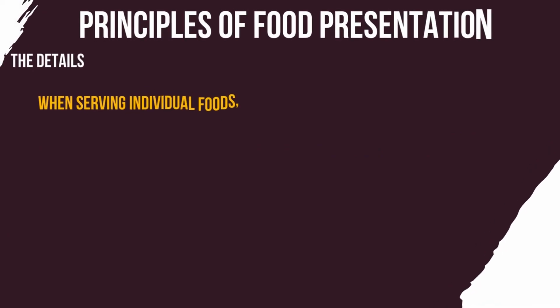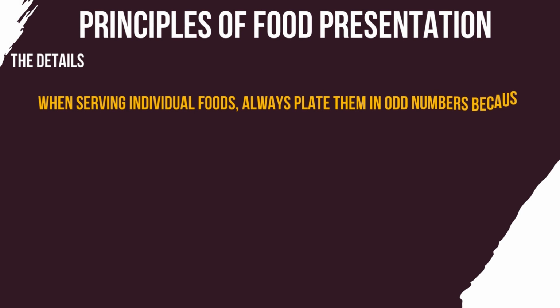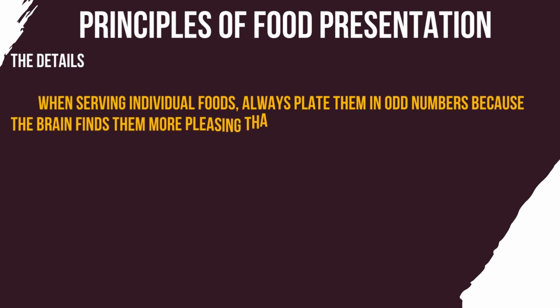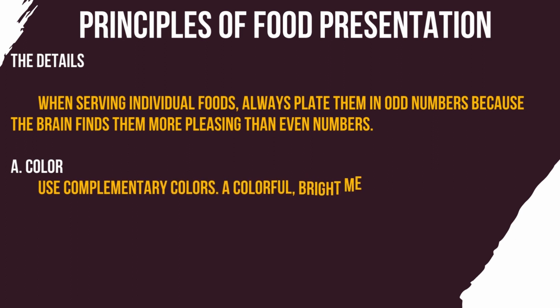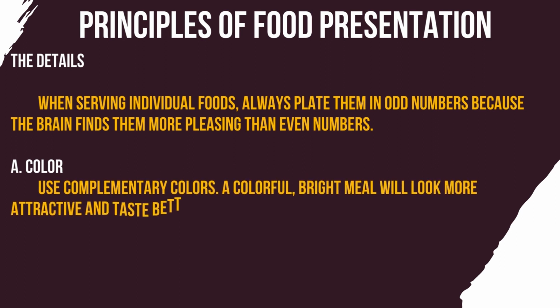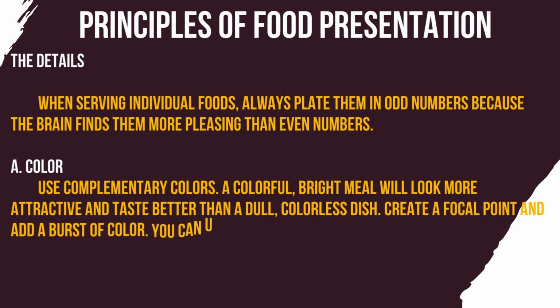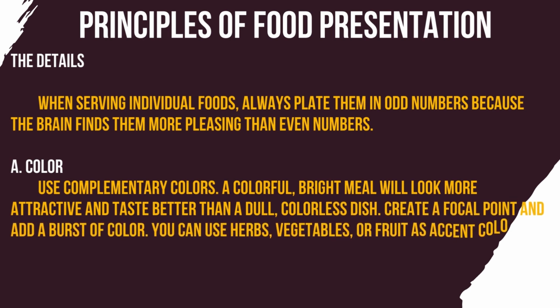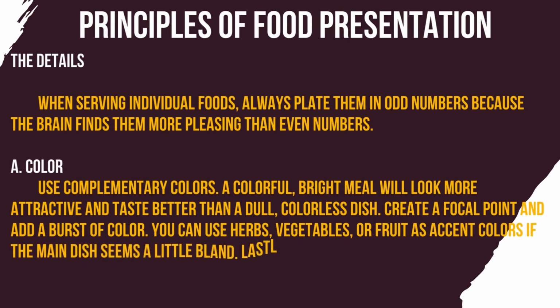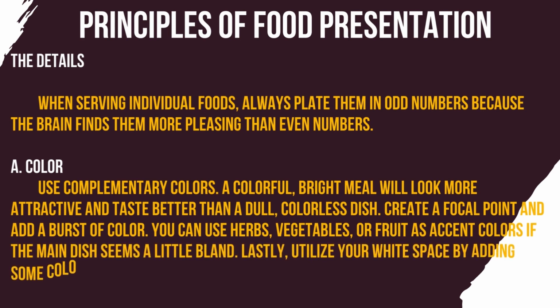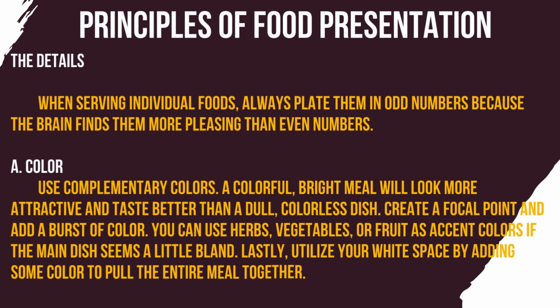Let us come now to the details. Use complementary colors. A colorful, bright meal will look more attractive and taste better than a dull, colorless dish. Create a focal point and add a burst of color. You can use herbs, vegetables, or fruit as accent colors if the main dish seems a little bland. Lastly, utilize your white space.